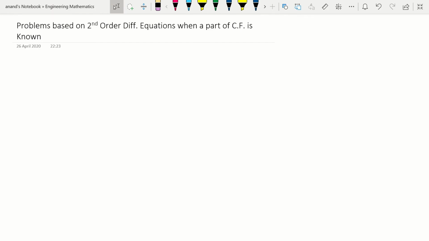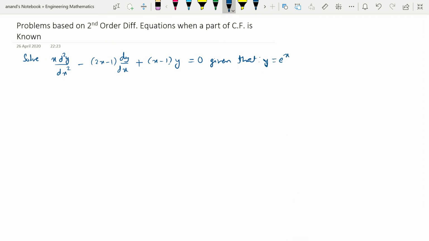Let us see the first problem, which says: solve x d2y by dx2 minus (2x minus 1) dy by dx plus (x minus 1) y equals 0, when it is given that y equals e to the power x is an integral part of the complementary function.